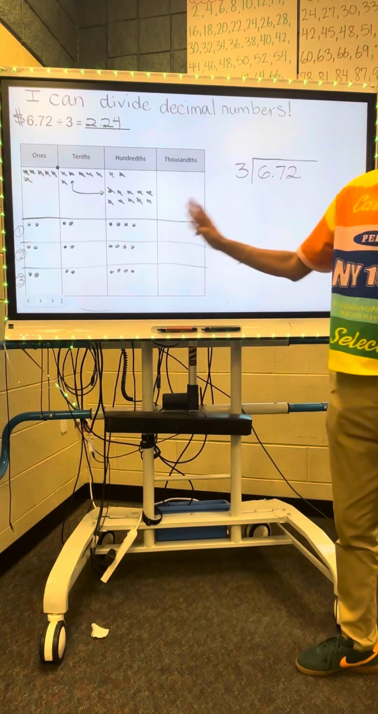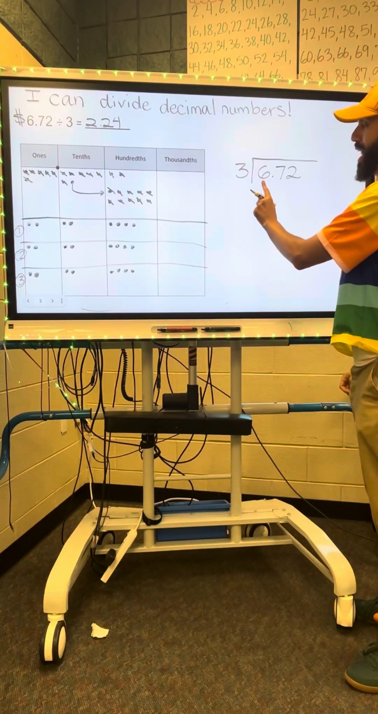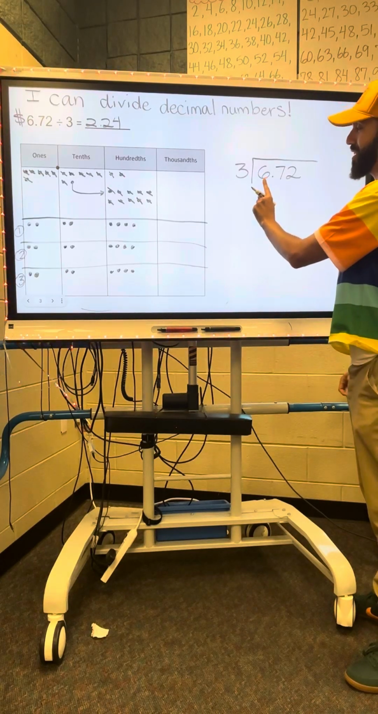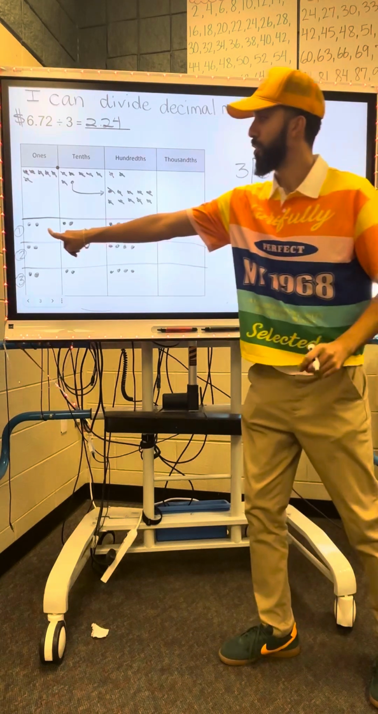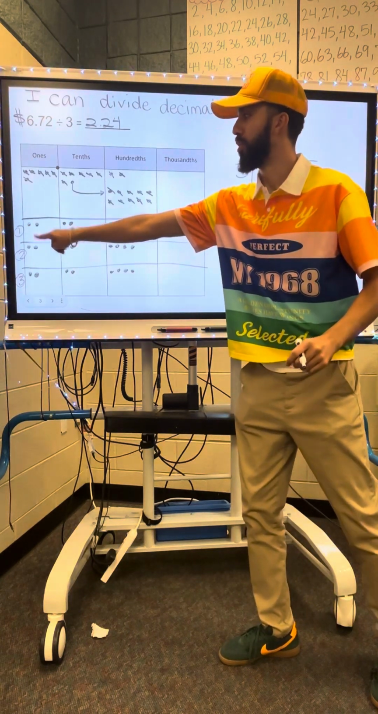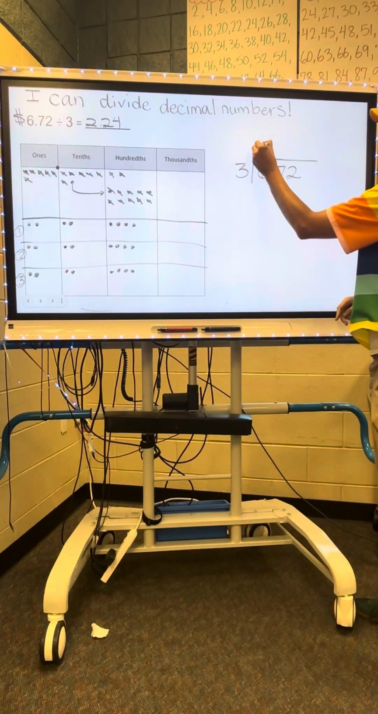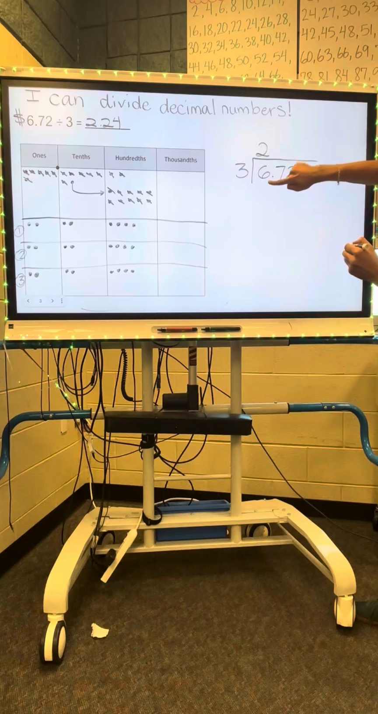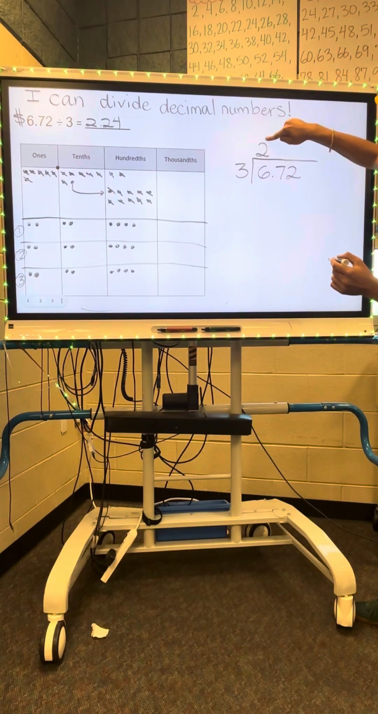And watch how this makes so much sense. We start in the ones place and we ask ourselves, what is 6 divided by 3? Oh, that equals 2. When we divided 6 by 3, we got 2. And we put the answer above the place that we just divided, right above.